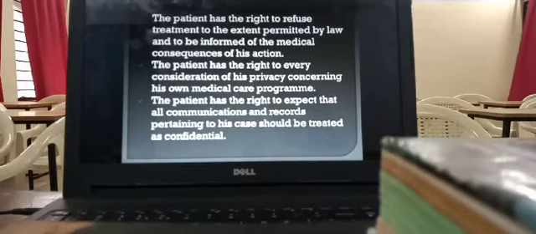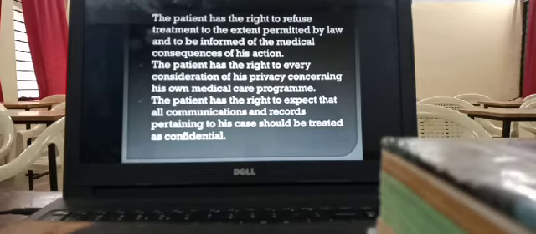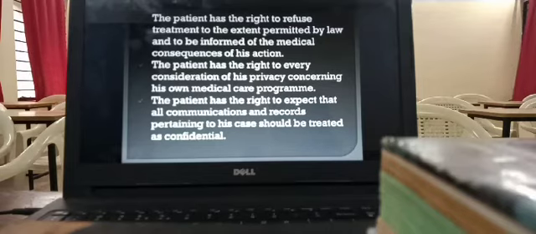Next, the patient has the right to every consideration of his privacy concerning his own medical care program. So if the patient wants to keep all his information private, the physician has to respect that, and so the patient has the right to decide about his privacy.